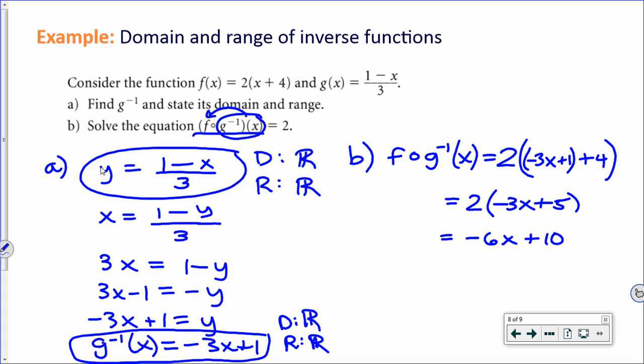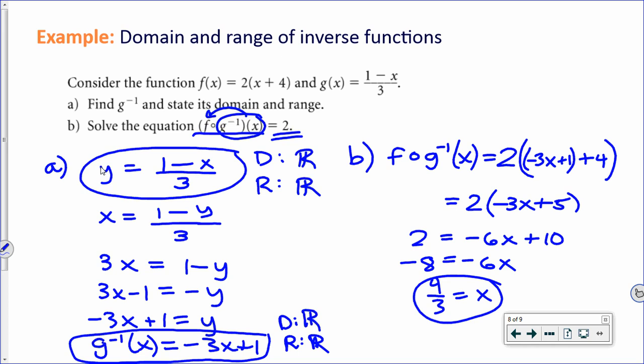And I'm supposed to be solving it when it equals 2. So I set it equal to 2. Go about solving, subtract 10 from both sides, and 4/3 is x. So just sort of an interesting algebra application to see if you know what all those different symbols mean.